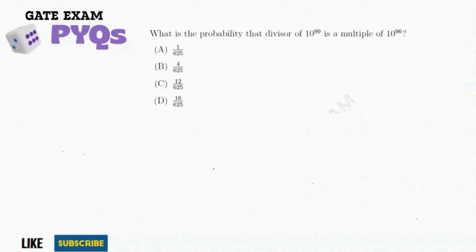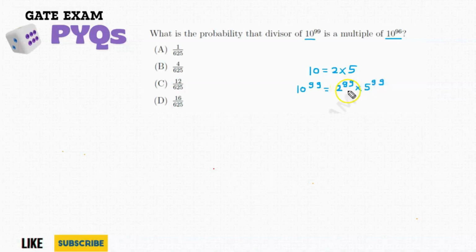So here is the second question. This is quite an interesting question. We have to find the probability that a divisor of 10 raised to 99 is a multiple of 10 raised to 96. Before starting, we have to find the prime factors of 10, which are 2 and 5. So we can write 10 raised to 99 as 2 raised to 99 times 5 raised to 99. Correct.